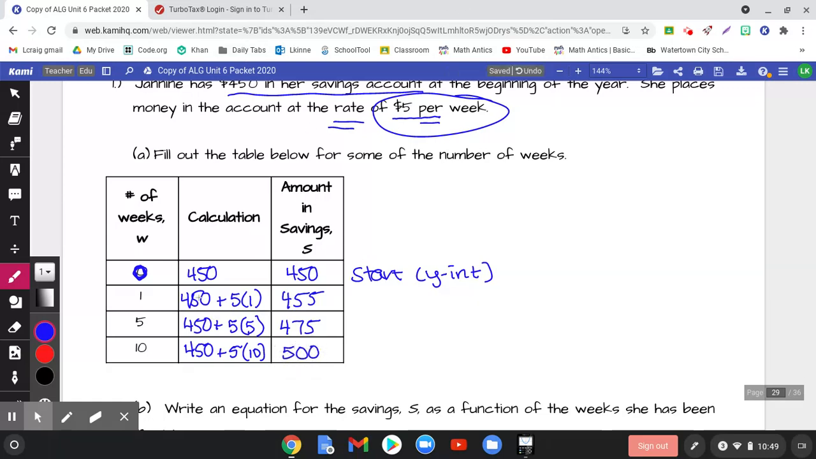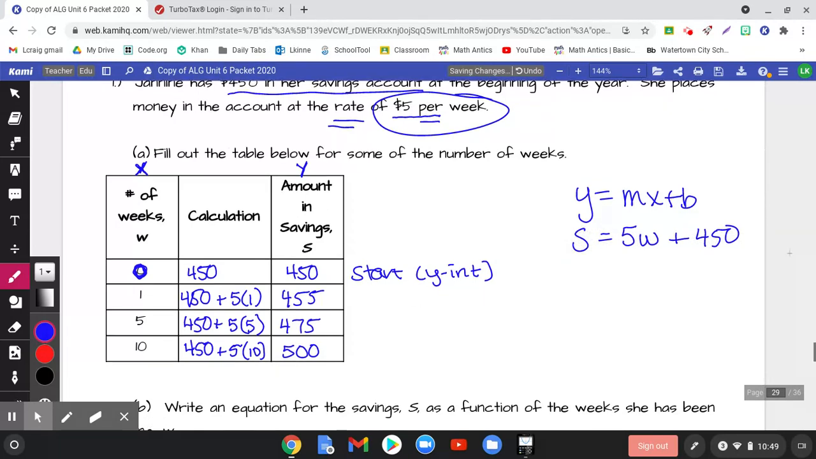If you notice the pattern, see how it changes each time? This is where our x would typically go. Think about this equation: y equals mx plus b. So w is kind of like your x. The amount you have, or the s, is your y. Think about slope and y-intercept. Our slope, it's going up $5 per week plus the starting amount of $450, and that's how you get the amount of money in your savings. So instead of x and y, we're going to use those.